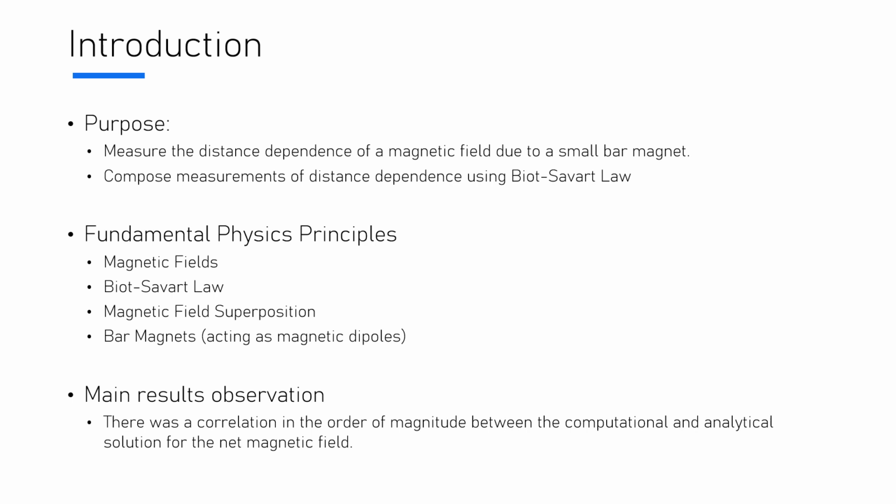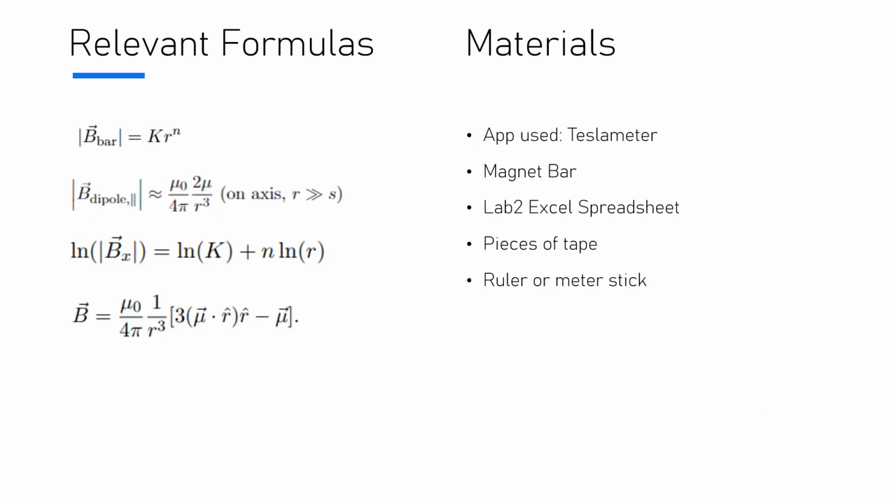One important main result is that there is a correlation in the order of magnitude between the computational and analytical solution for the net magnetic field. We now have the relevant formulas and materials used to make all our calculations in this experiment.